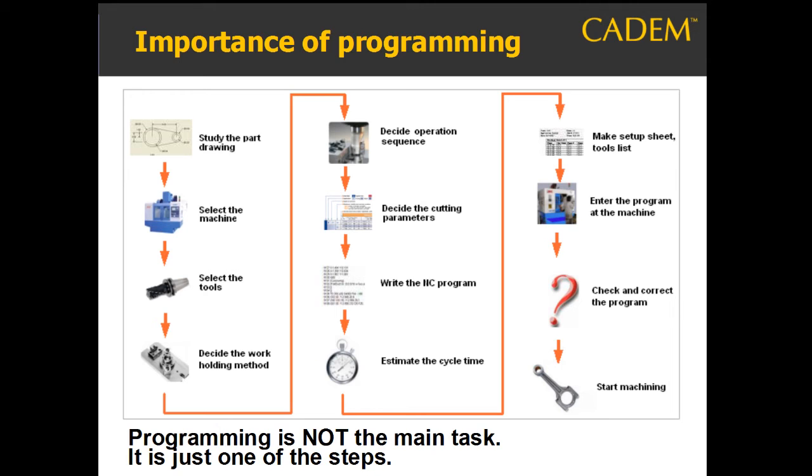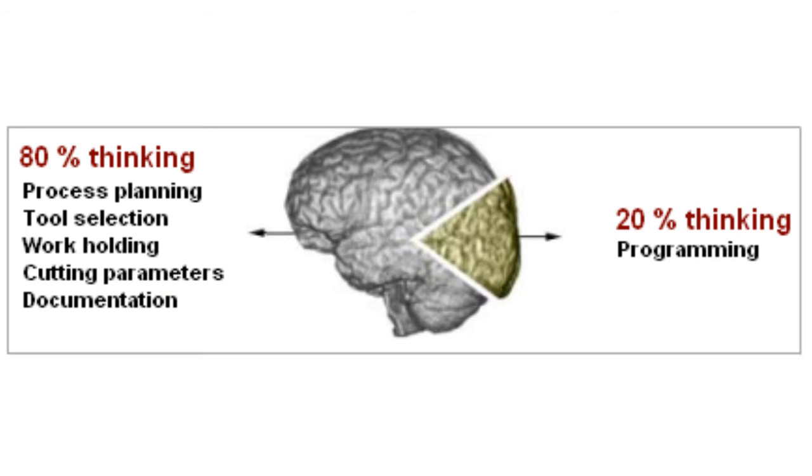This is wrong. Like this picture shows, programming is just one of the steps involved in cutting a part. There are multiple steps, each involving thinking. Only 20% of the thinking is in programming, while the rest is in other activities.